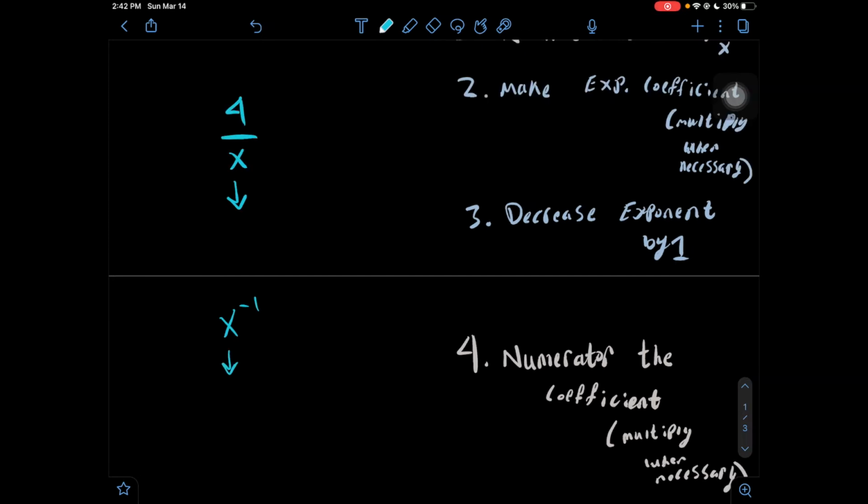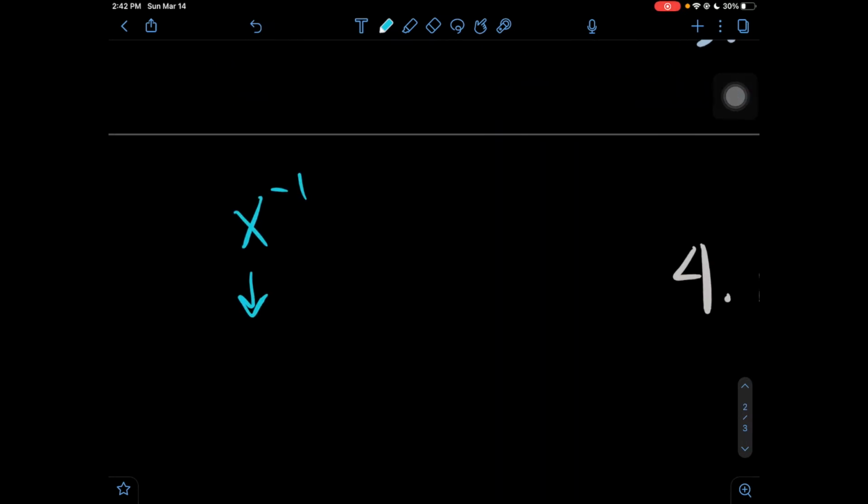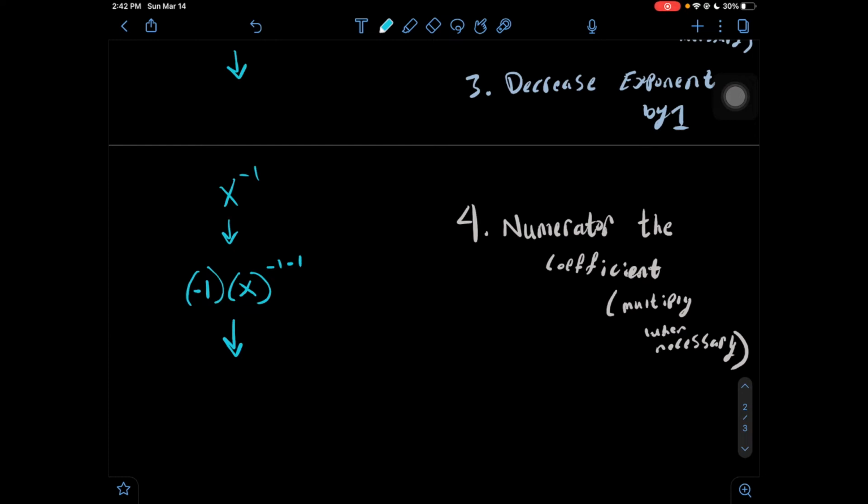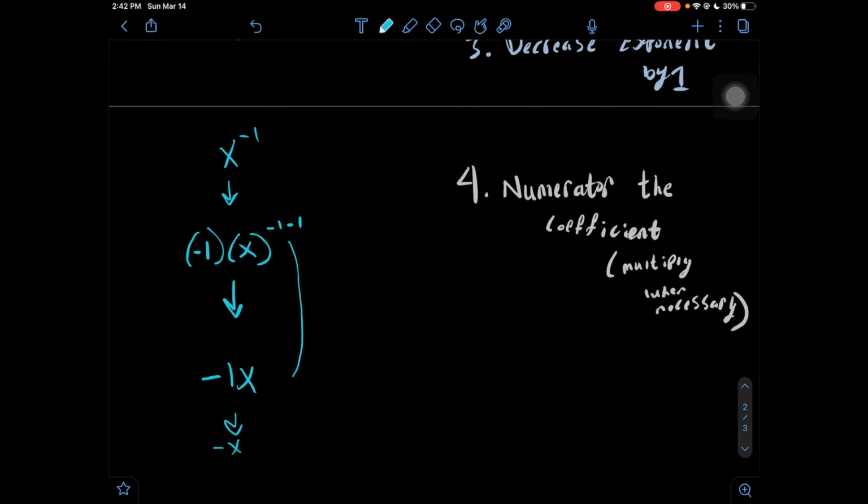Now what we're going to do is follow step 2, which says make the exponent the coefficient. So we have negative 1 times our x, and it's still to the power of negative 1. Now step 3 says to decrease the exponent by 1, so negative 1 minus 1. So let's go ahead and simplify this down. And you can see this is really similar so far to our first problem. So we have negative 1x, or negative x. And then we have negative 1 minus 1, which, as we know, is negative 2.